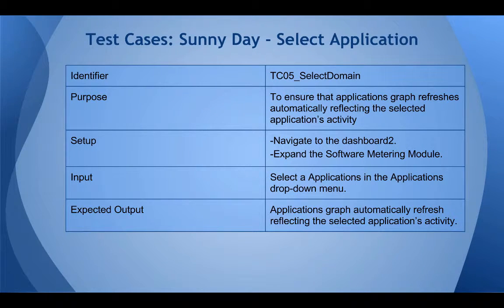Here is a sunny day test case for selecting the application. The purpose is to ensure that the application graph refreshes automatically and reflects the selected application's activity for the application selected by the user. For setup, the user navigates to the Dashboard 2 tab and then expands the software metering module. For input, the user will select an application from a drop-down menu. The output is that the graph automatically refreshes with the activity for that application.